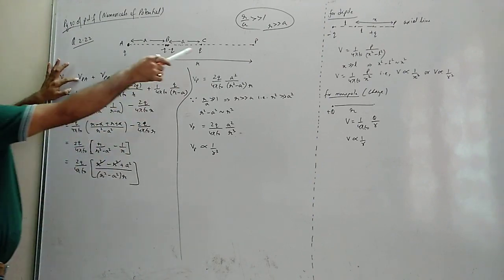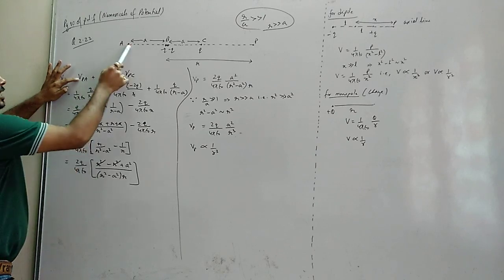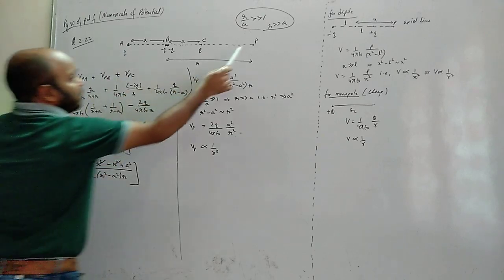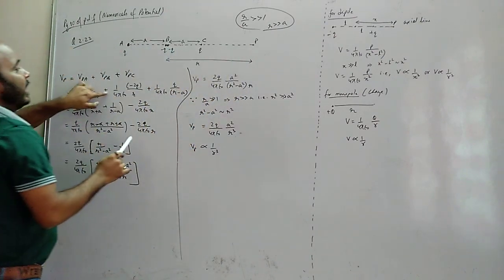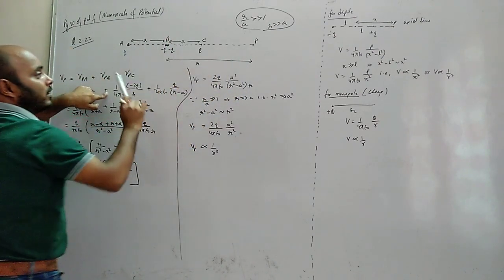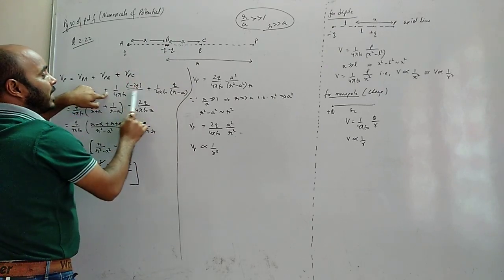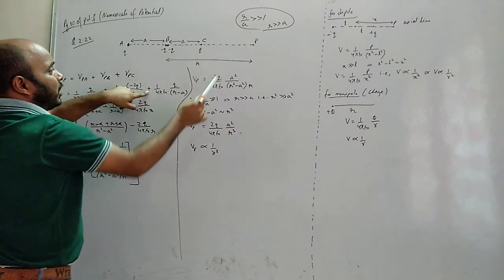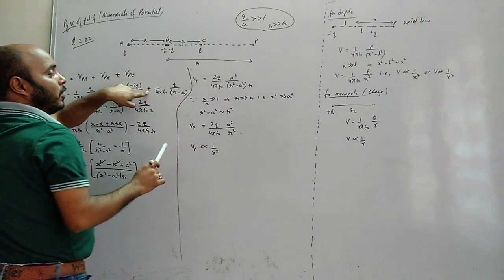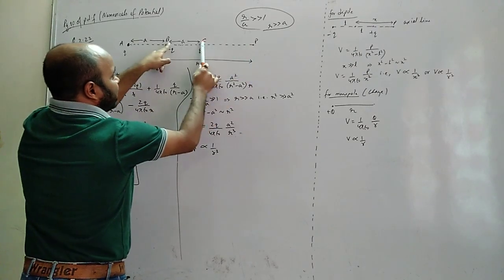So potential at P due to A is 1 by 4 pi epsilon naught, charge at A divided by the distance from P to A. What will that distance be? R plus A. Next, potential at P due to B is 1 by 4 pi epsilon naught, charge at B, minus 2Q, by the distance. What is this distance? Directly R. Plus potential at P due to C, 1 by 4 pi epsilon naught, Q by this distance. What is this? R minus A.